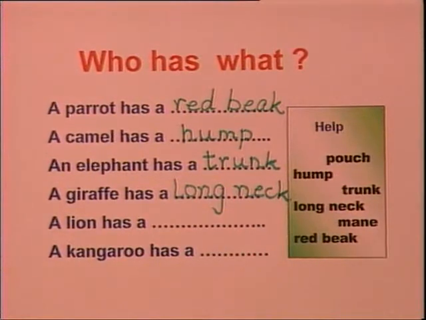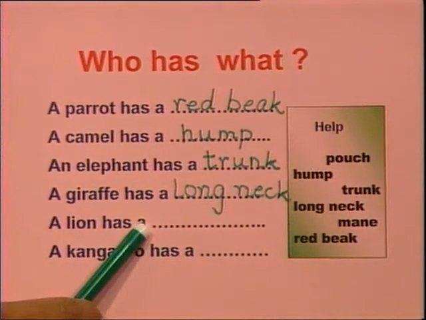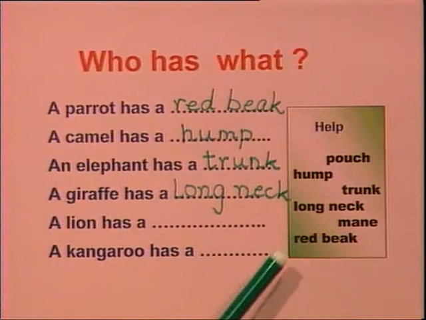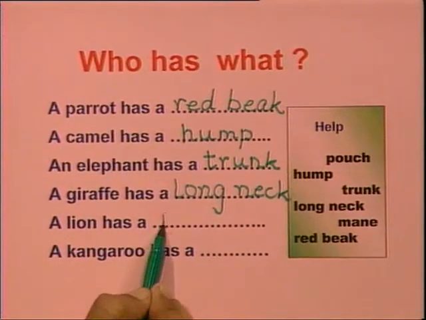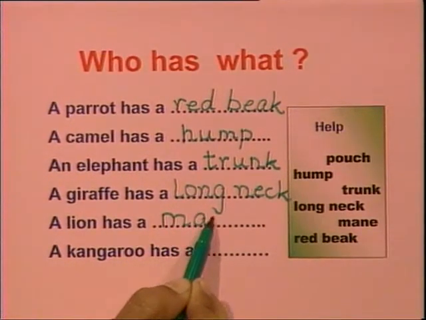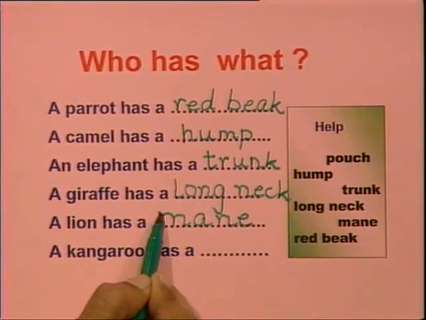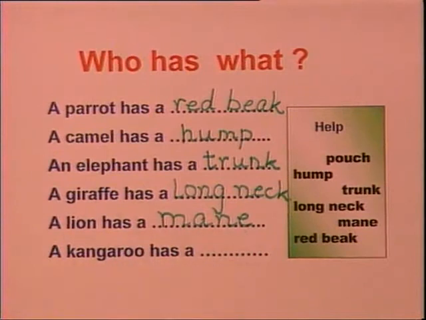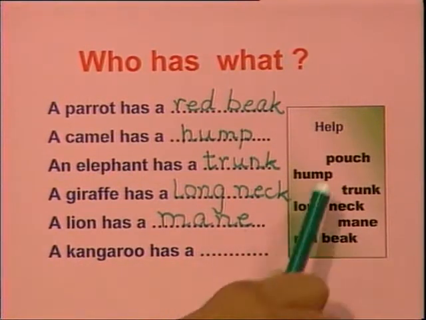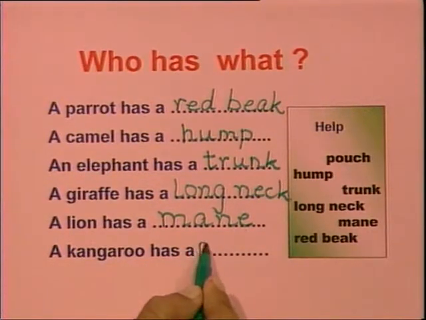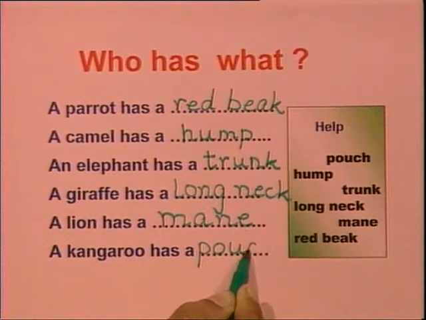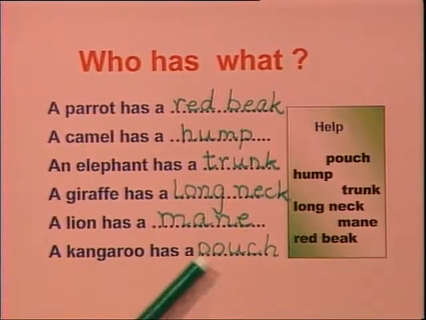Okay, there goes the fourth sentence. Next one. A lion has a, what is left here? Oh, we know that. A lion has a mane. So we fill, a lion has a mane. M-A-N-E. A lion has a mane. And the last sentence. A kangaroo has a, only one word is left, pouch. So a kangaroo has a pouch. Let's fill it here. P-O-U-C-H. A kangaroo has a pouch.